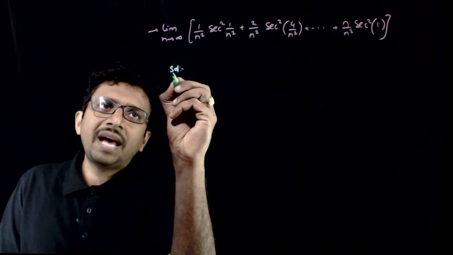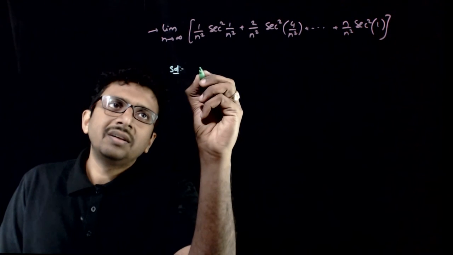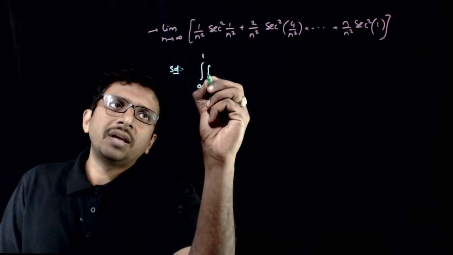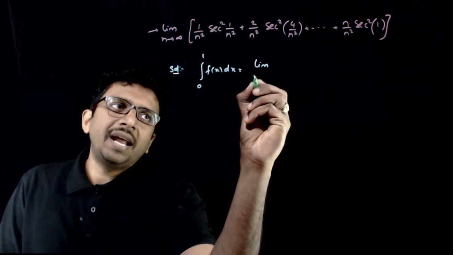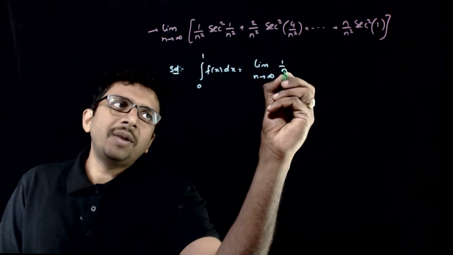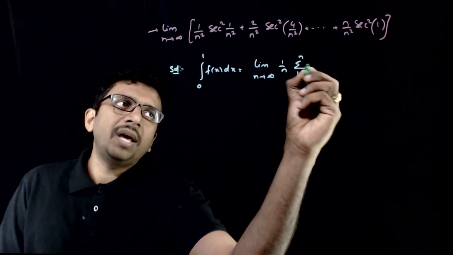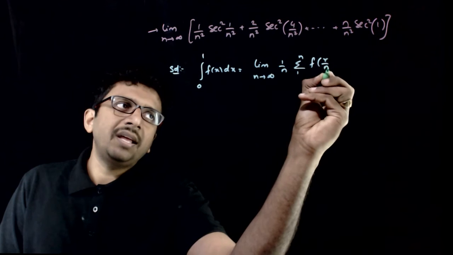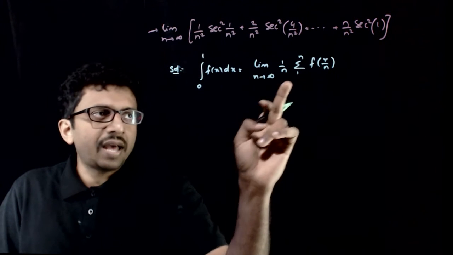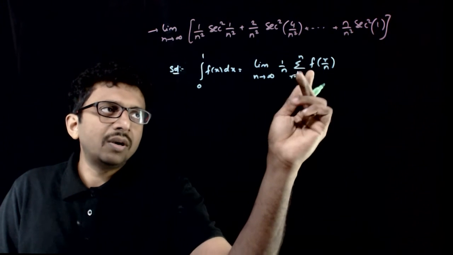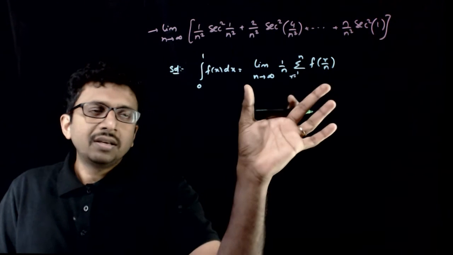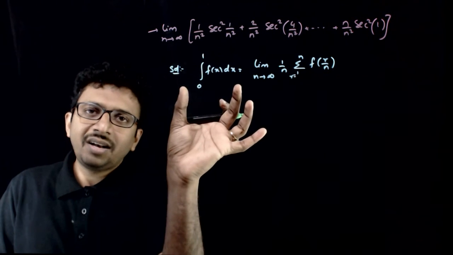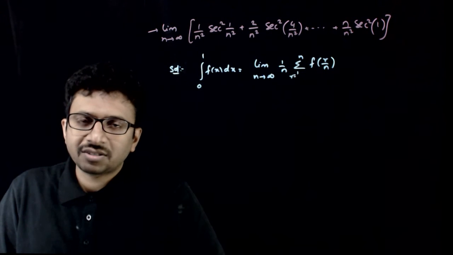So what is the formula that you have in this topic? Integration from 0 to 1 of f of x dx is equal to the limit as n tends to infinity of 1 by n sigma 1 to n f of r by n. So if you have sigma r is equal to 1 to n f of r by n into 1 by n, this can be written as the definite integral from 0 to 1 of f of x dx.